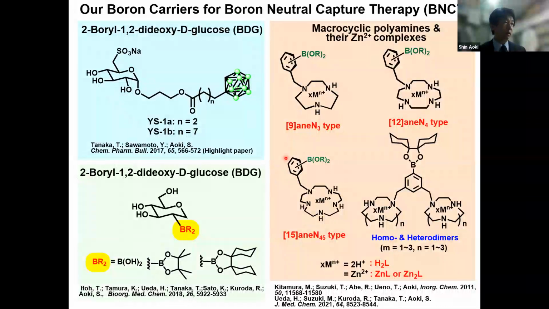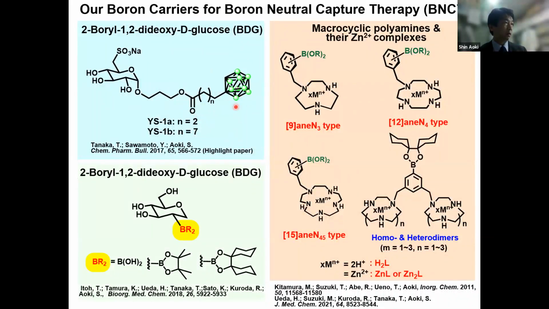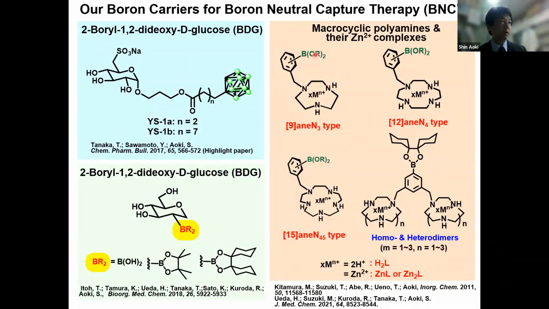This slide shows our BNCT compounds, which we have reported in these several years. First, we designed and synthesized a glucose compound having a carbonyl part on the side chain. And second, we introduced a boron unit on glucose at the 2 position of glucose as glucose derivatives. And third category was the macrocyclic polyamine-based BNCT compound, which has a boron ester unit on the benzyl group.